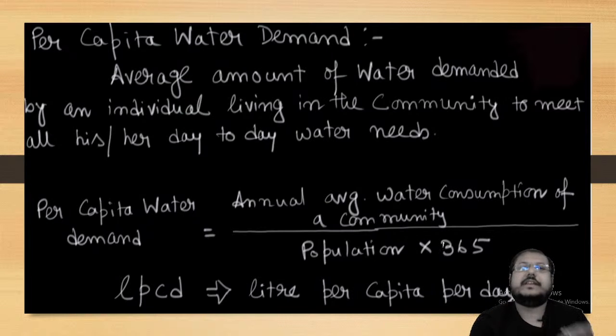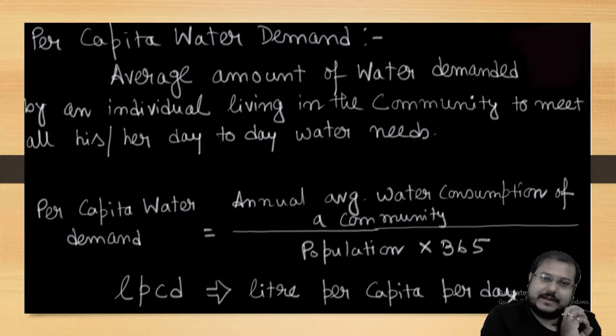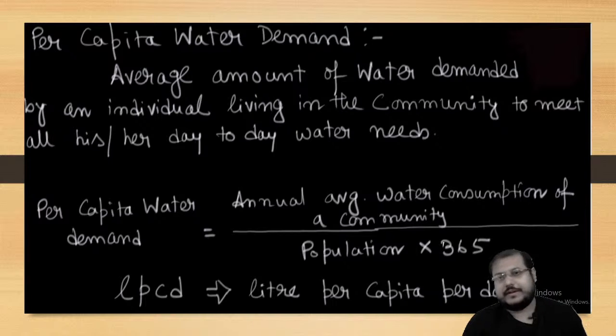Okay. Now we are going for the definition of per capita water demand. The average amount of water demanded by an individual living in the community to meet all his or her day-to-day water needs. And this per capita water demand is defined on the basis of annual average data. That means by formulation, it is the annual average water consumption of a community divided by population into 365.